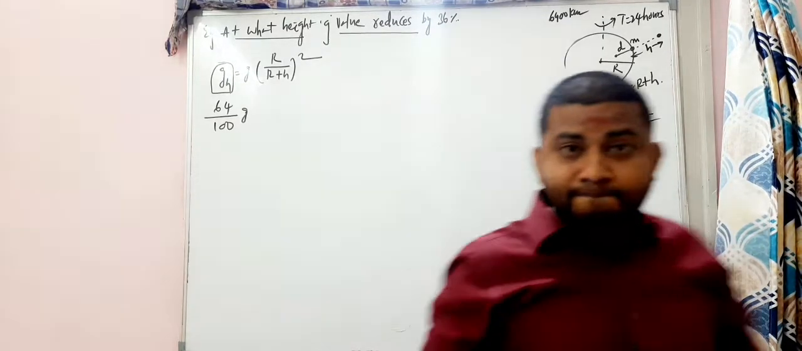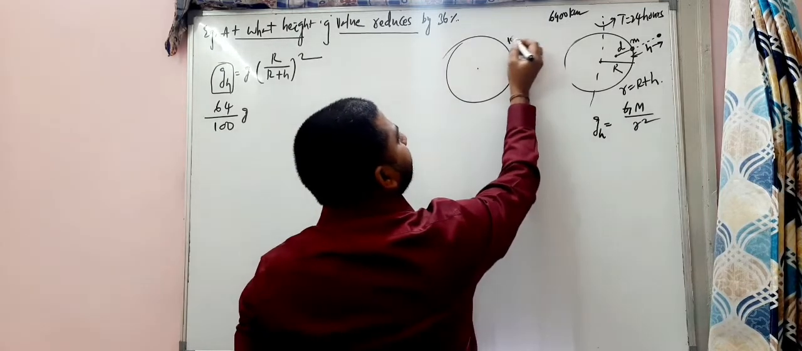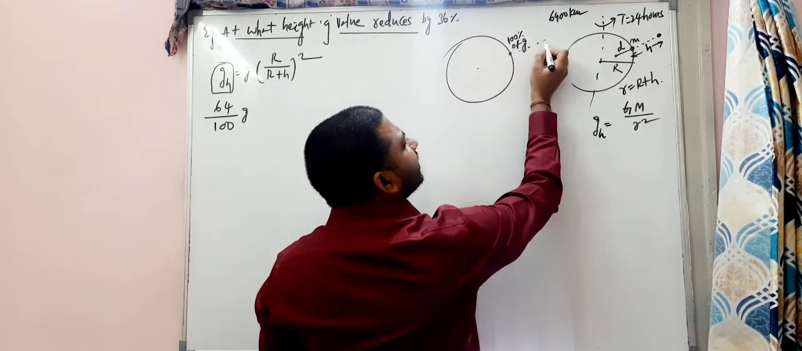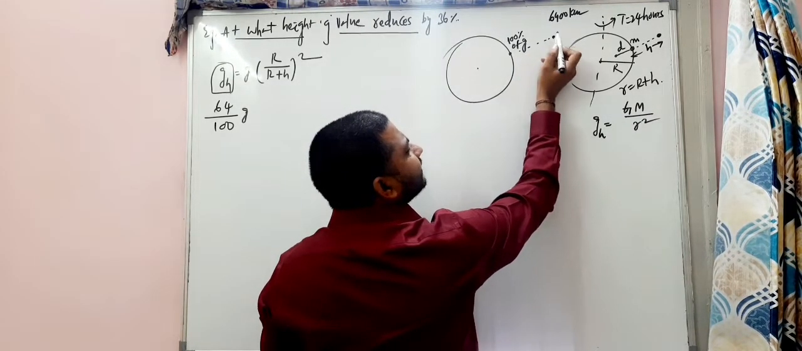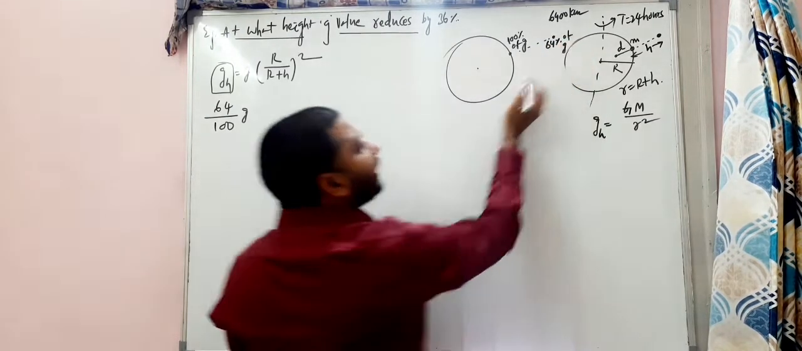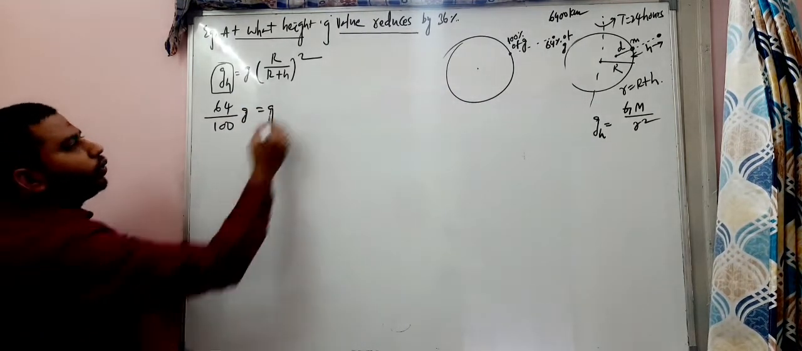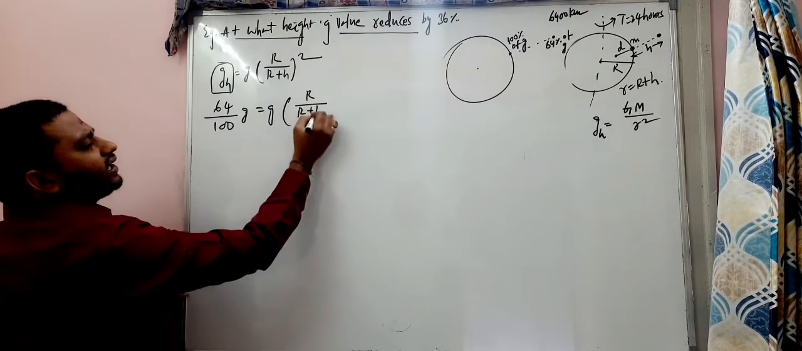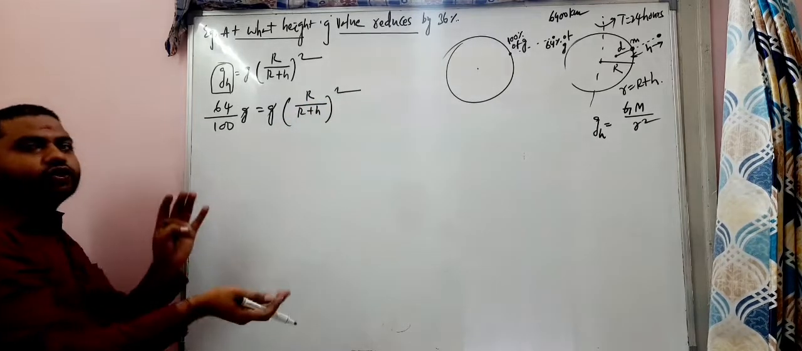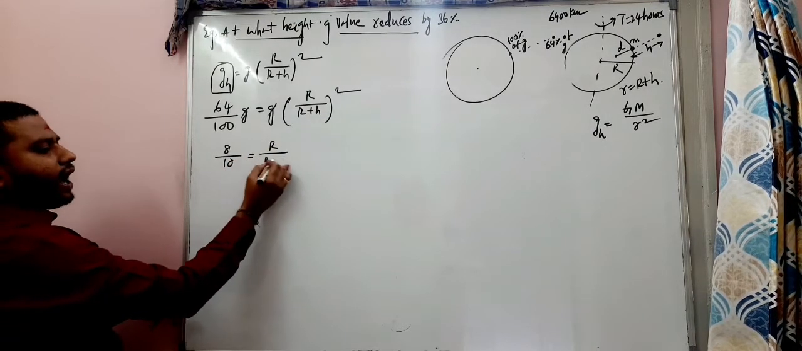Remember, everybody. Look here: at this point there is 100% of g. How much decreased? 36% decreased. So it is 64% of g here, that is 64 by 100 of g, which is equal to g into r by r plus h whole square. G cancels. And we don't want the square, so let's take square root. So this becomes 8 by 10, which is r by r plus h.